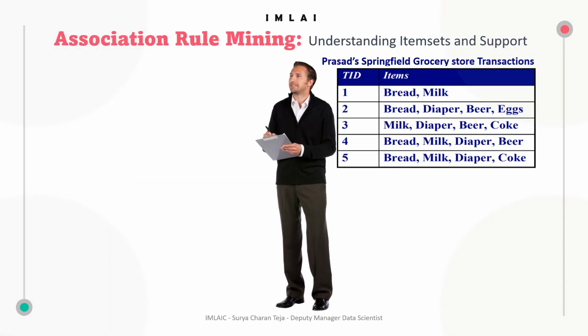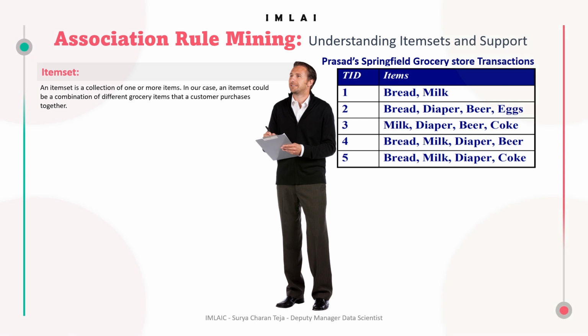Now, let's try to understand the terminology connected with association rule mining, and the character remains the same and our entity remains the same here. So the grocery store, and Prasad is the shopkeeper or owner of the grocery store. So let's begin.